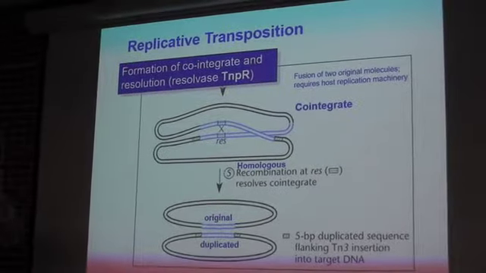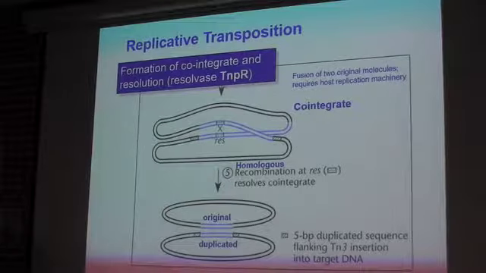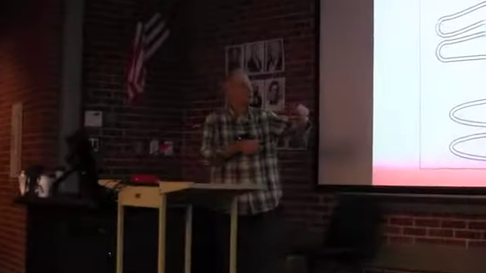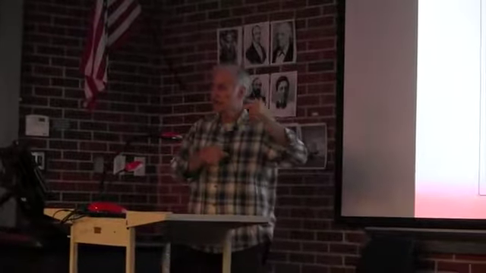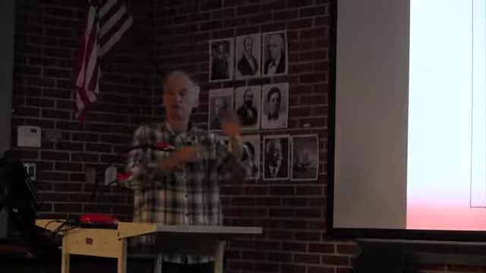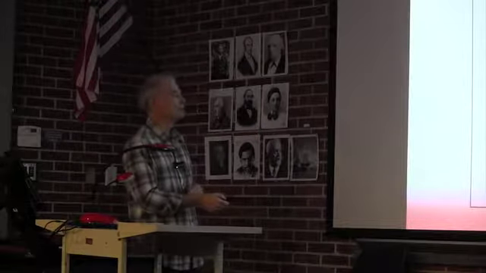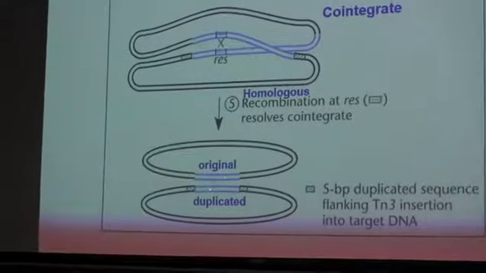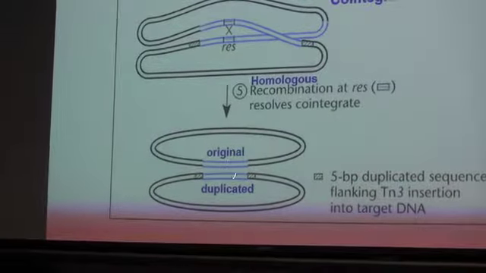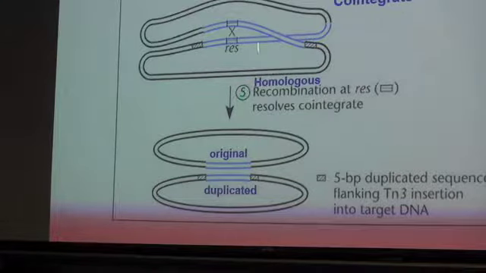So you see how all these subjects are interrelated. We started with DNA replication, then recombination, and transposition. They all sort of use parts of each other's pathway. And so what you end up with is an additional copy of the transposon after it's been resolved here. Replicative transposition.